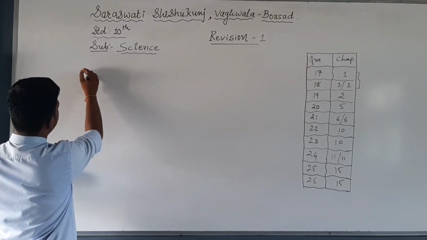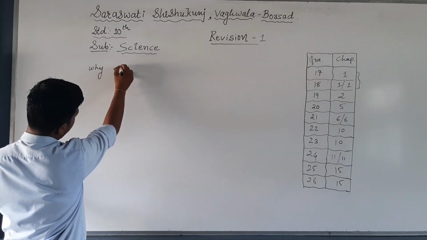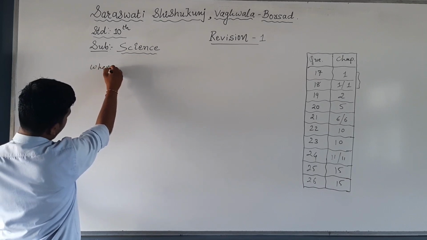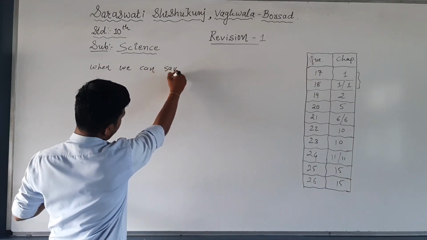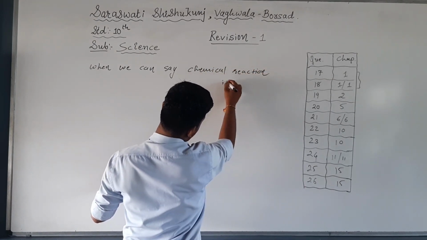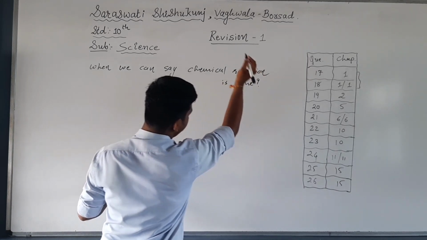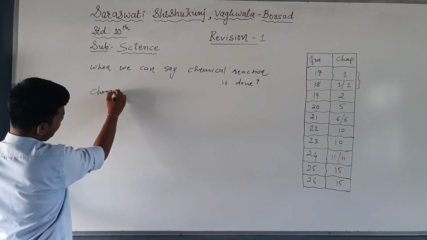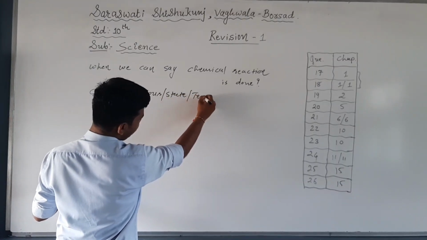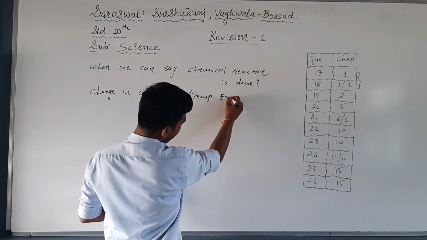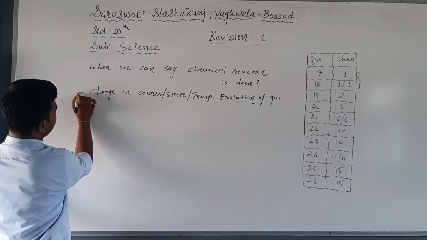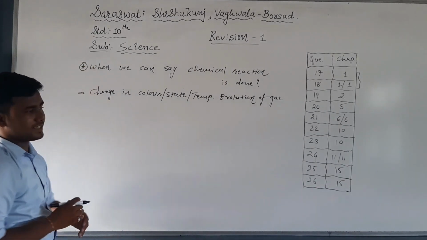So generally we know why a chemical reaction takes place, or when we can say a chemical reaction is done. Yes, we know that if there is a change in color, a change in state, a change in temperature, or if there is evolution of gas, in these cases we can say that a chemical reaction has taken place.